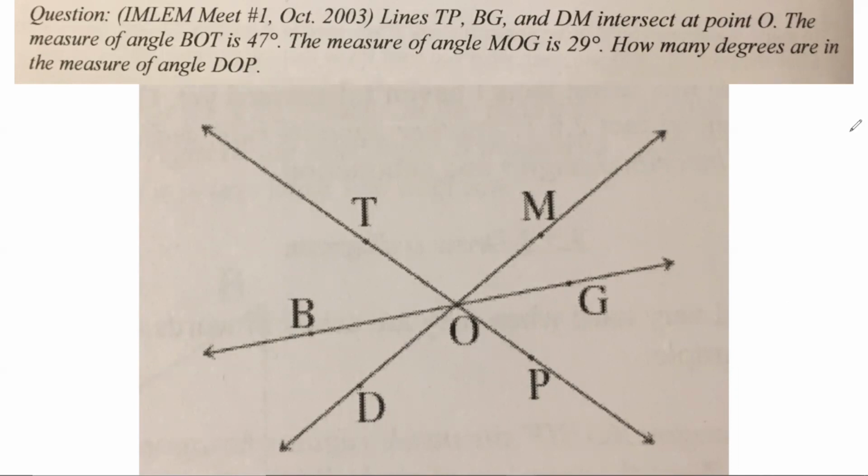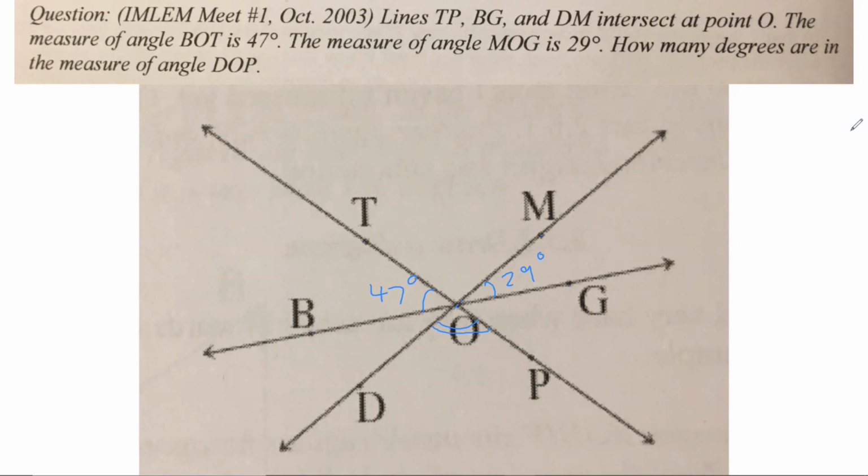Okay, so hopefully you guys had some time to think about that problem. They're saying that the measure of angle BOT is 47 degrees. They're also saying that MOG is 29 degrees. And they're asking us for DOP, which is here. So it's a good idea to always label what they're asking you.